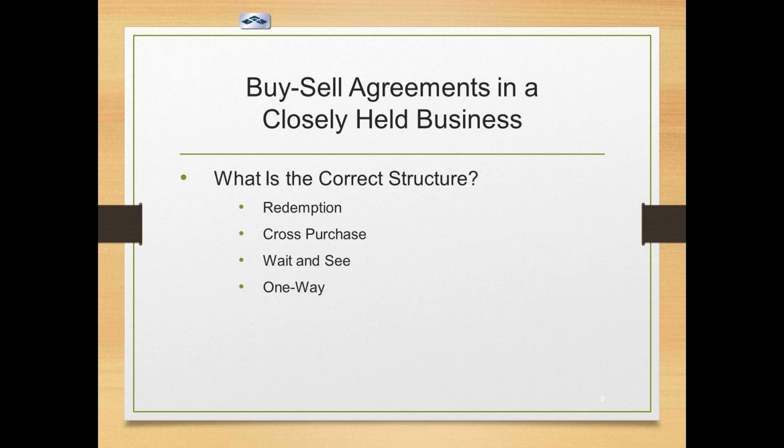Owner B would then be the owner of all the outstanding issued shares of XYZ Corporation, and that's how the buy-sell arrangement would work. Very straightforward, very common way of setting up a buy-sell arrangement. Well, what if we wanted to do a cross-purchase buy-sell arrangement for the same company? How would we set it up?